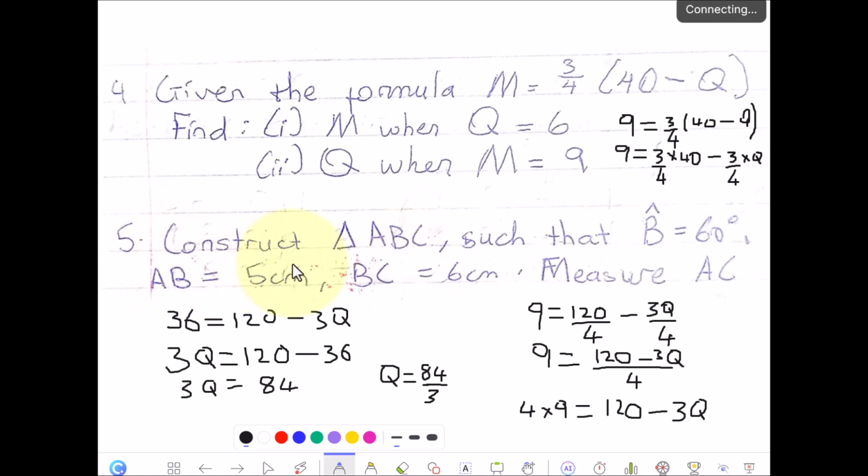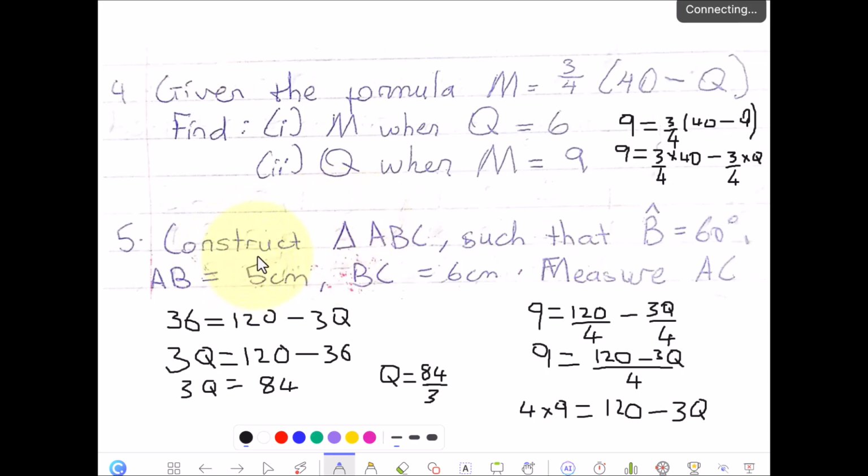Number 5, which is construction. Please pay attention as I explain this question. I've told us before, when you are solving construction questions, follow the instruction step by step. Follow the instruction step by step.